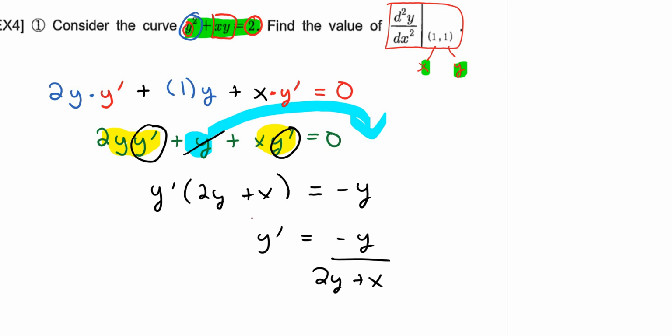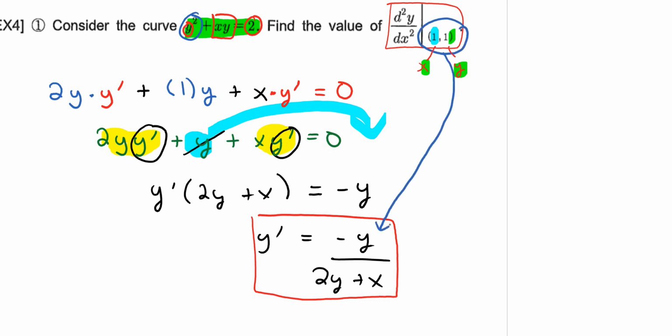Okay, so this is the expression for the first derivative. Now, because I've done these problems in advance, what you should be thinking about is finding the numerical value of the first derivative. So these values of x and y, the values right here, we should plug those values into our first derivative and get the numerical value of y prime. This will help us in our second derivative.